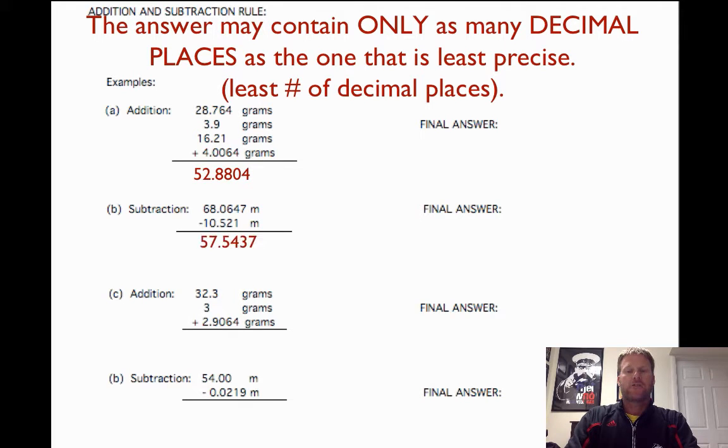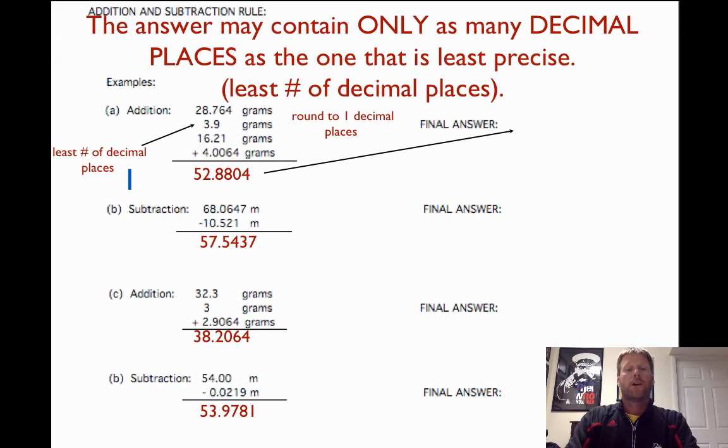Here are the answers a calculator would give you for all 4 examples. All are incorrect answers in terms of sig figs. To get the correct answer, you have to find the value in the calculation that has the least number of decimal places. In example A, this is 3.9 with only 1 decimal place. This means the correct answer can only have 1 decimal place. Look at the second decimal place, an 8 in this case, and round up to 52.9 grams to get the correct answer in terms of sig figs.